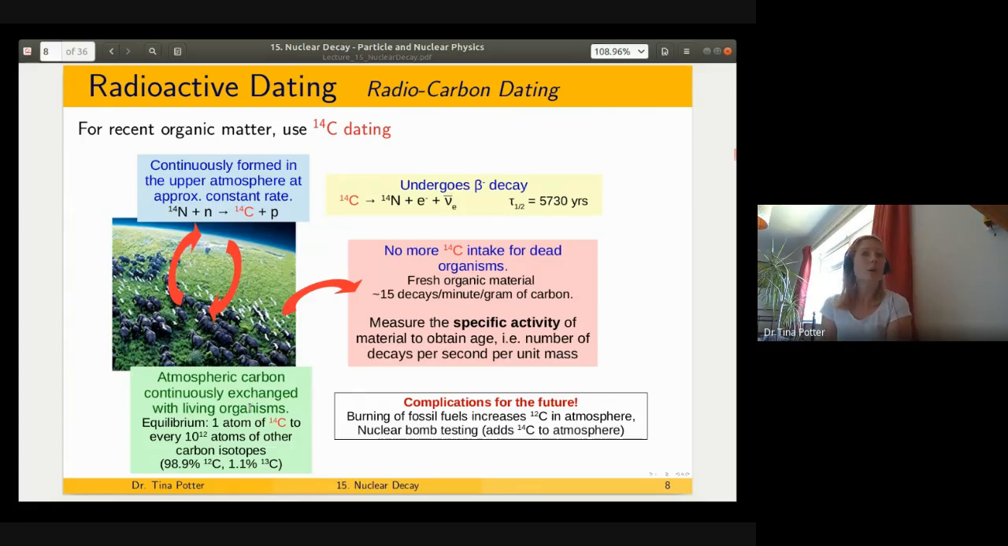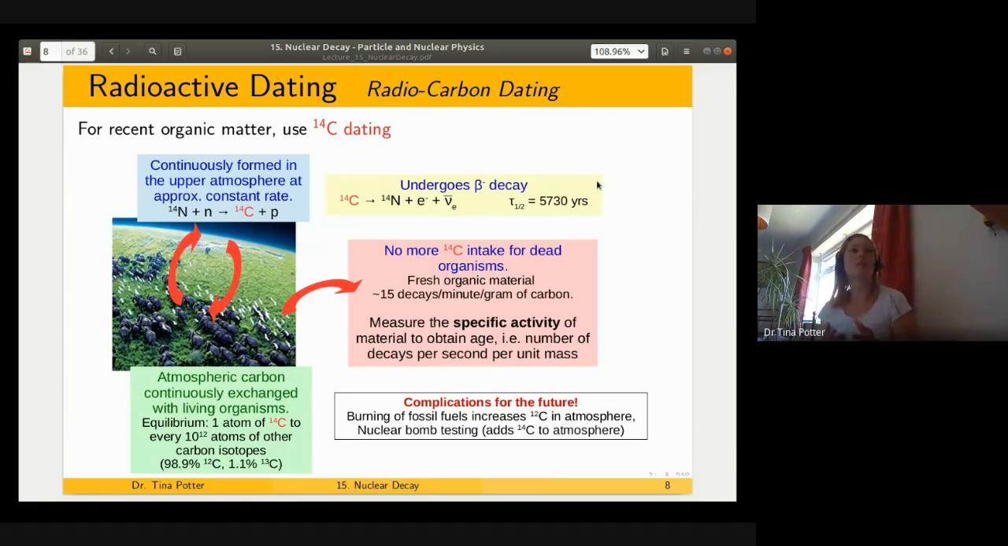It's also unstable. It will decay via beta decay. So it will decay back to nitrogen-14, an electron and an anti-electron neutrino. And this is on a timescale of, a half-life of about 5,500 years. So when any living matter dies, it will stop exchanging carbon with the atmosphere, and the carbon-14 will be out of equilibrium and it will start to decay.